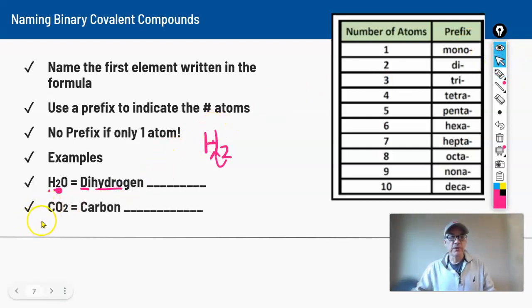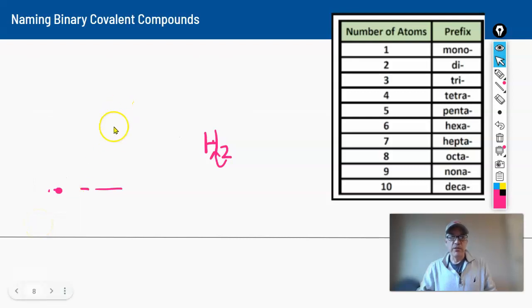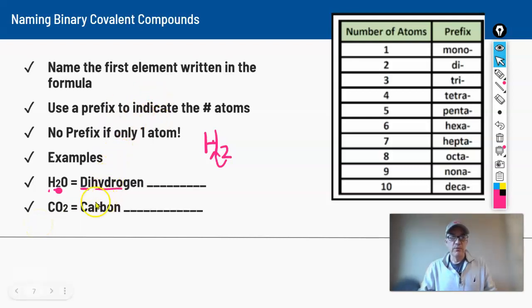Something a little bit different that you're probably familiar with, CO2, is carbon dioxide. So CO2 would start off just with carbon. We write the name of the element, which is the rule. We put a prefix if there's more than one. In this case, there's not more than one, because this 2 only goes with the oxygen. This is 1 carbon, so we don't write monocarbon, we just write carbon.